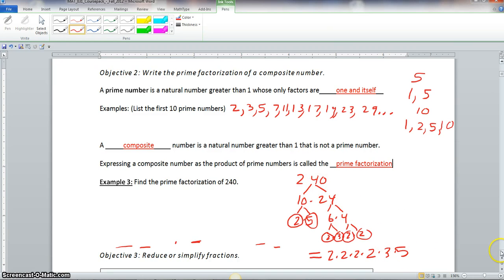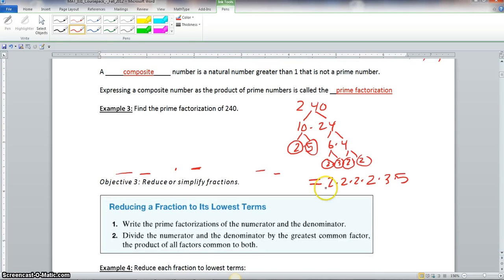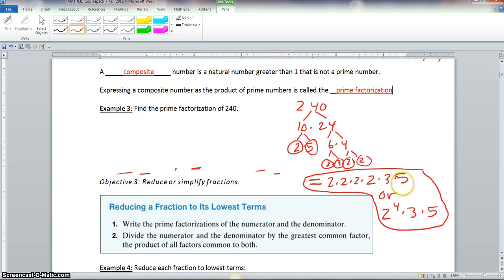240. Now, since you all are using MyMathLab, this may be an acceptable answer, or you may have to write the answer like this in exponential notation. So what we will have to do here is we have 4 2's, so we'll write that as 2 to the 4th power times 3 times 5. So either one of these is the correct answer. So when you get on MyMathLab, try this answer first. If this doesn't work, then try this answer here.